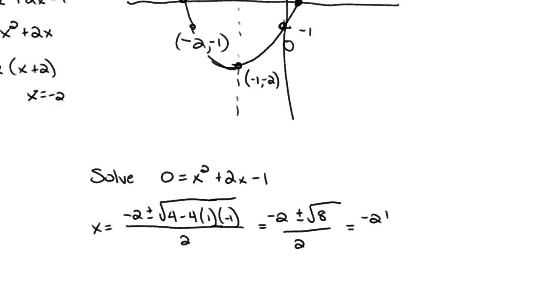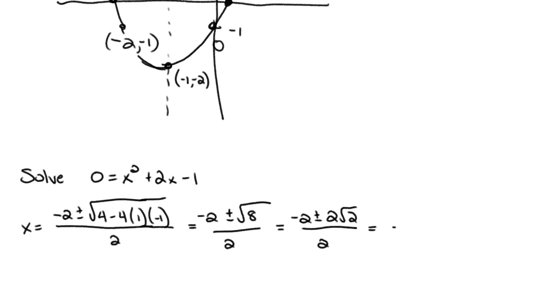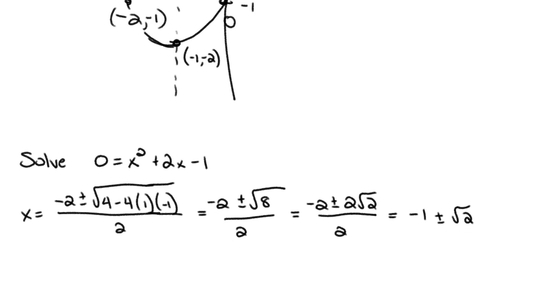because 8 is 4 times 2, and the square root of 4 is 2. And 2 will divide into all of those terms to give me -1 plus or minus root 2, right? These 2's here will all cancel. That's it.